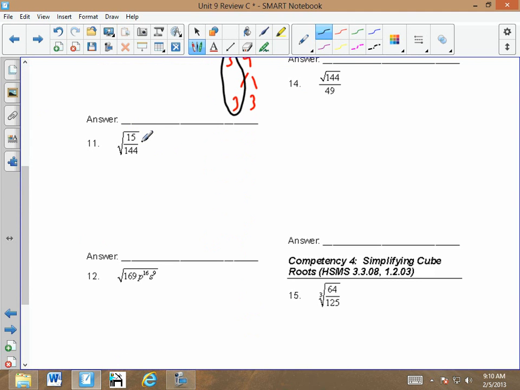The whole fraction is inside the square root. So that means I have to do the square root of 15 and the square root of 144. So I'm going to factor 15: 3 and 5. So that's going to stay square root of 15. Okay? So on the top of my fraction, I'm going to have square root of 15. Now, 144 is a perfect square. So I know that. I'm just going to go, because 12 times 12 is 144. So that goes over 12. I'm not going to factor 144. It's a perfect square.